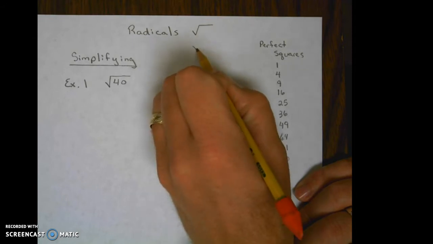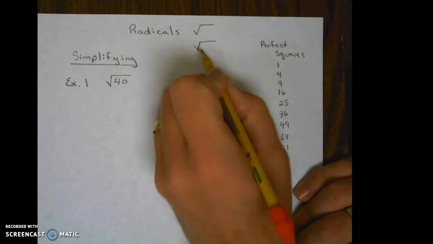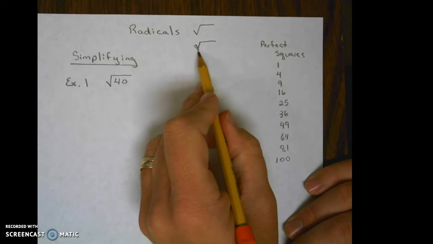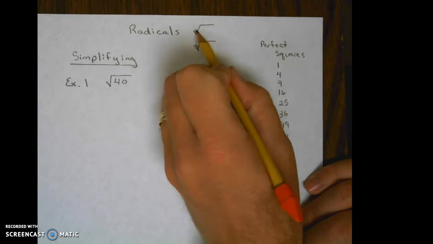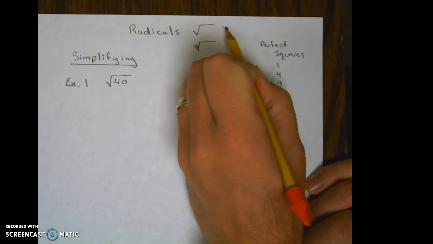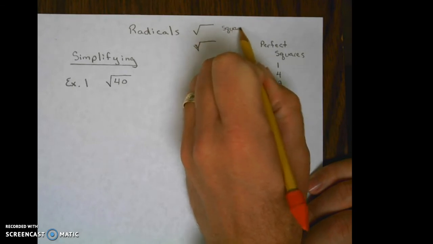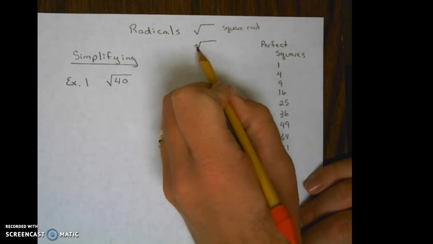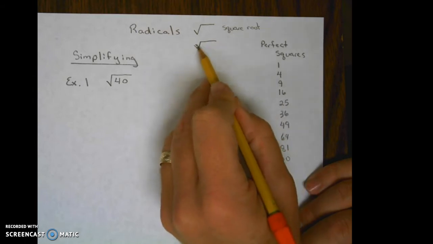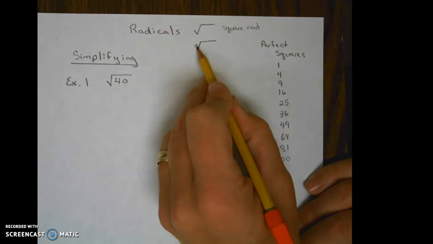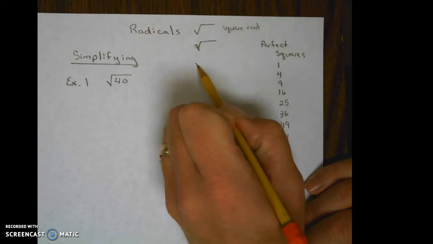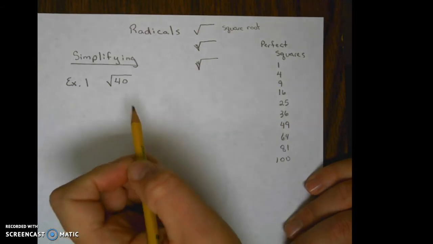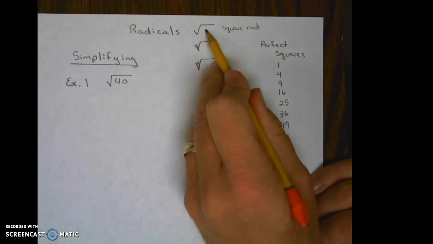Okay, if I draw another radical and I put a 3 in here, then we have what's known as a cube root. So this would be a square root. There's a 2 in here, square root. That's what you're most familiar with. And if there's a number in here, then that would be the name of the root. So this would be a cube root. And so on. Fourth root. So right now we're going to just focus on our square roots.